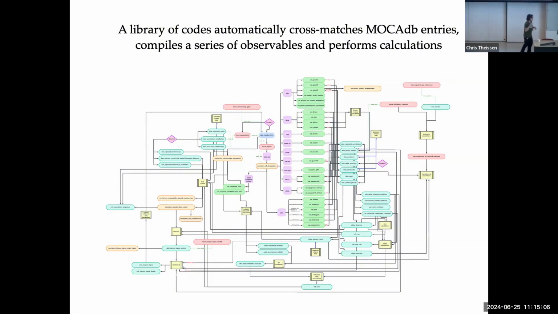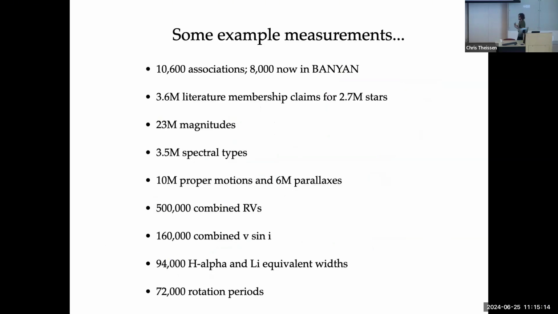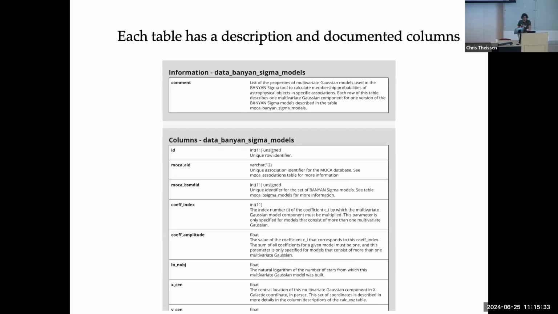So it's a pretty complicated schematic, but it's basically illustrating how there are many codes behind the database that are always refreshing so that we can always get the best measurements available. There's a large number of observables currently stored in the database. This is not an exhaustive list, but as you can see, there are now a lot of kinematic measurements and magnitudes and everything available for every star.